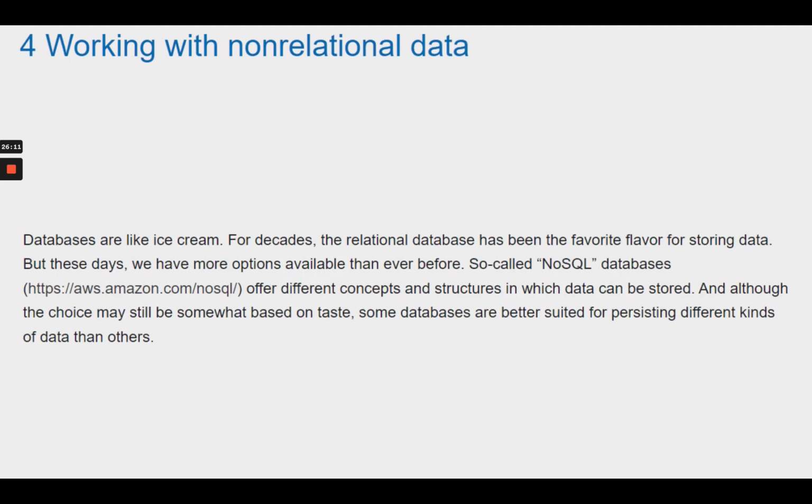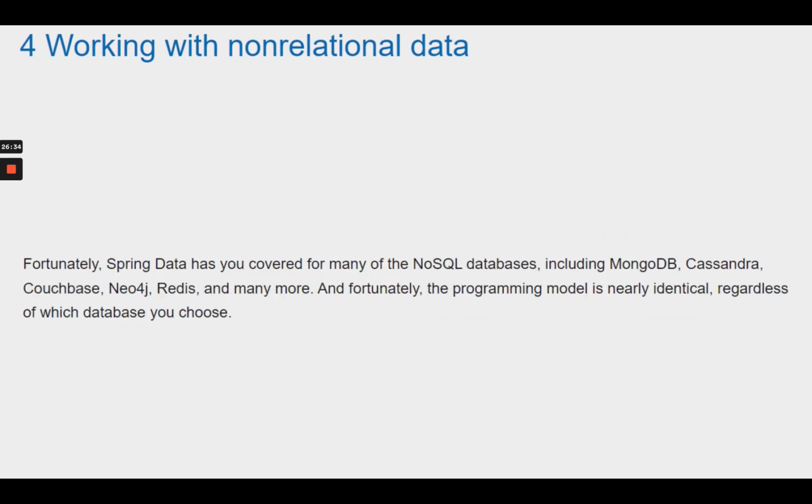For decades, the relational database has been the favorite flavor for storing data. But these days, we have more options available than ever before. So-called NoSQL databases, see this link, offer different concepts and structures in which data can be stored. And although the choice may still be somewhat based on taste, some databases are better suited for persisting different kinds of data than others. Fortunately, Spring Data has you covered for many of the NoSQL databases, including MongoDB, Cassandra, Couchbase, Neo4j, Redis, and many more. And fortunately, the programming model is nearly identical, regardless of which database you choose.